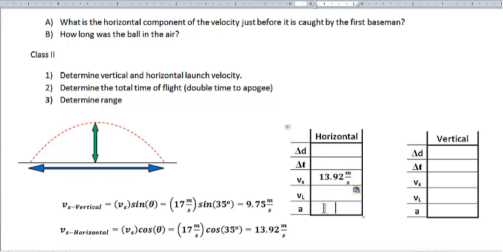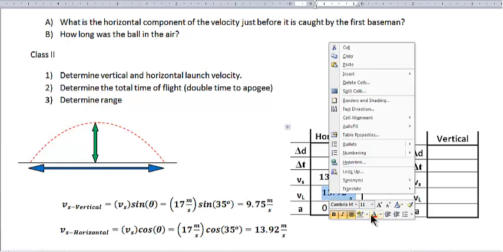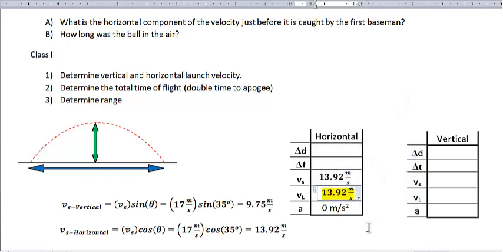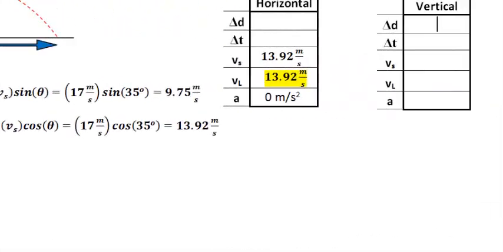We also know, since it's horizontal, that it has no acceleration in the horizontal direction. Well, based on that alone, we can determine what velocity later is. If it's 13.92 now and nothing ever happens to change it, that is, there's no acceleration, then it's going to be 13.92 later. So that is the answer to question A. That was easy. We didn't even have to fill out the entire chart. Now let's solve the second part.